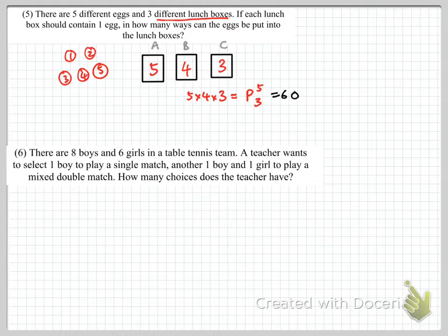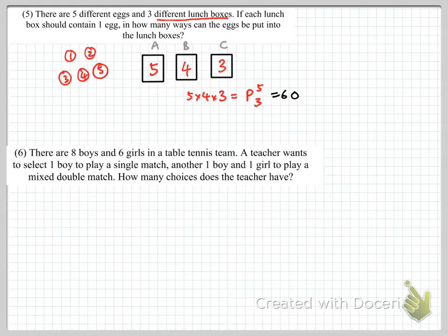On the other hand, if the boxes are the same, then we use 5C3. If they are the same lunch boxes, we use 5C3. If they are different lunch boxes, we use 5P3, because if they are different lunch boxes, the ordering becomes important. So this is question 5.